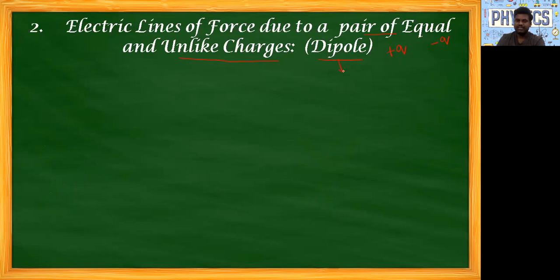Now here see the dipole. What is meant by dipole definition? If you observe, dipole is two equal and opposite charges separated by a small distance. Let us say that is 2a. Okay, that we call dipole. Two equal and opposite charges separated by a small distance. Now we'll consider plus Q charge and minus Q charge. These two are separated by some distance 2a.